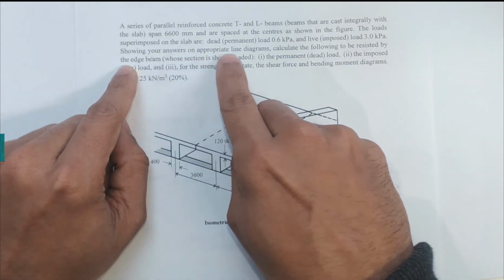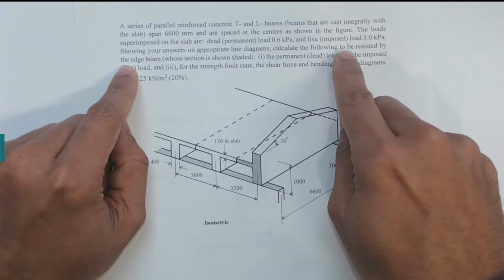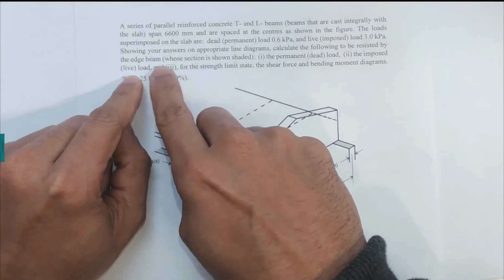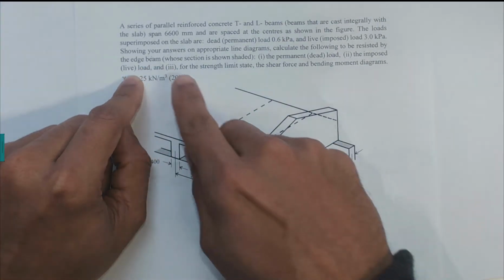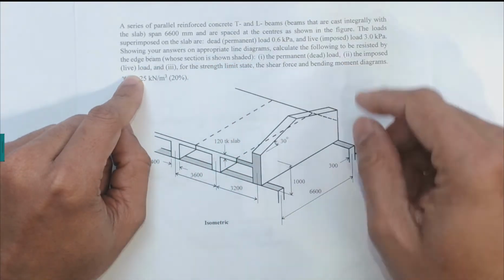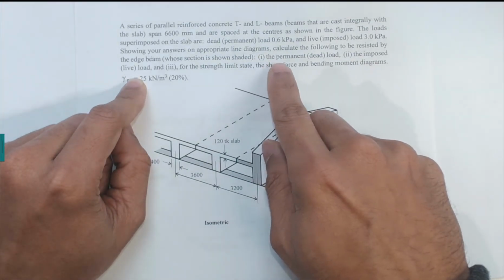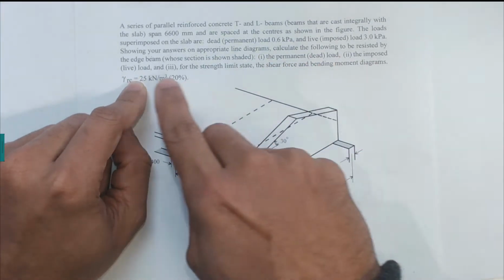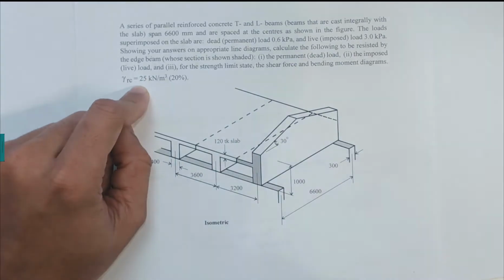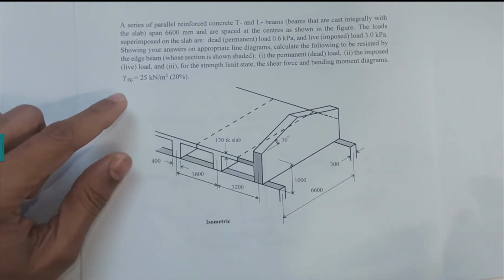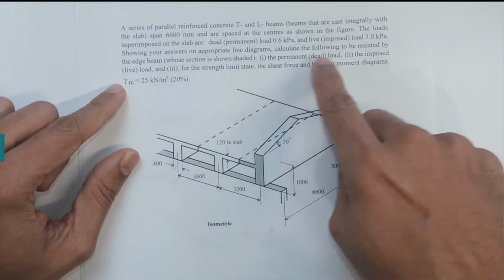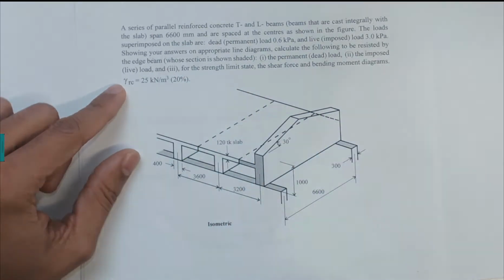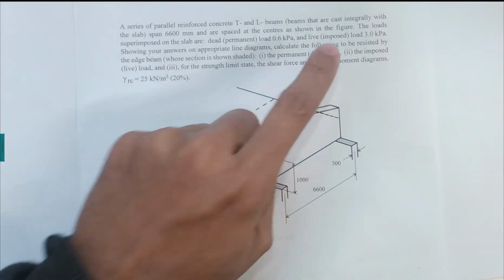Show your answer on an appropriate line diagram, calculating the following to be resisted by the edge beam. Those are edge beams whose section is shown shaded. We need to calculate dead loads, live loads, and the strength limit state for shear force and bending moment diagrams. So we're going to focus on each question one by one. Now the first one, we'd like to calculate the dead load.